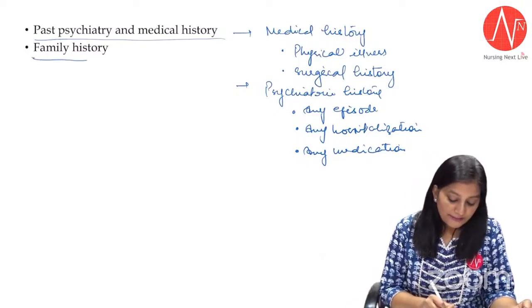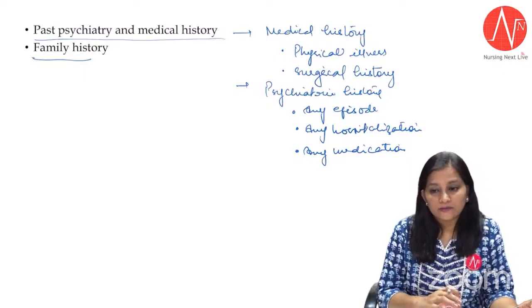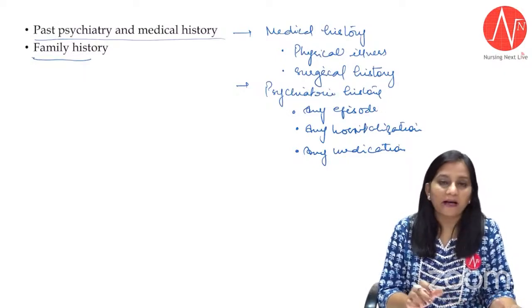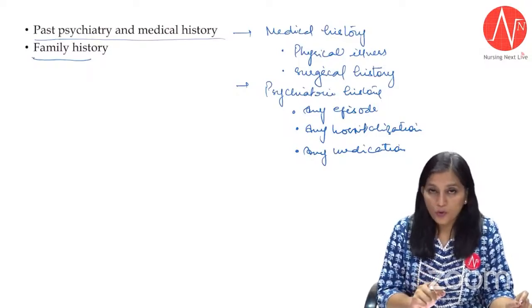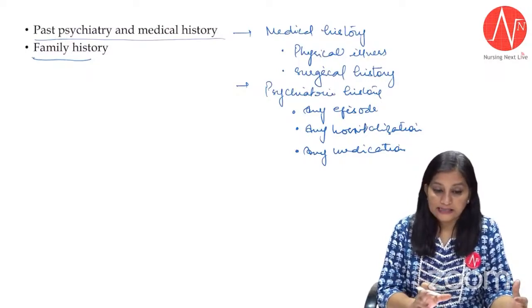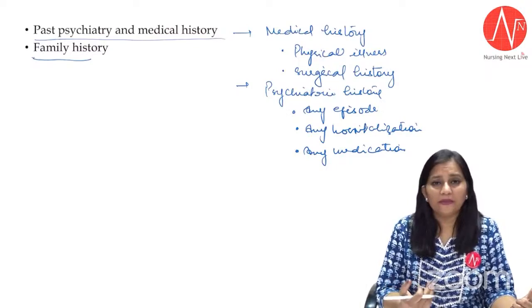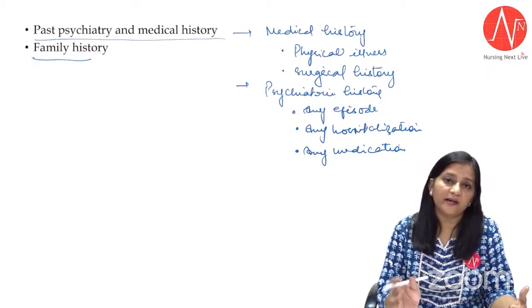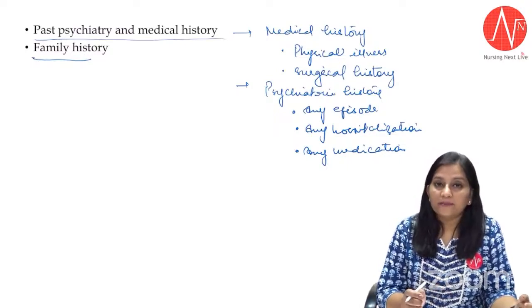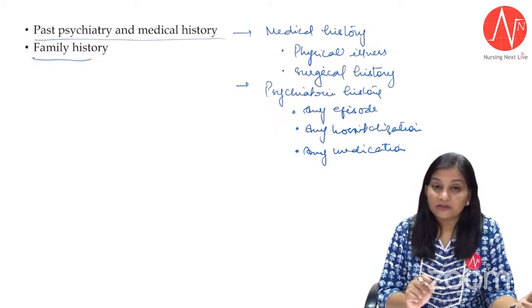And then we talk about family history. In this we try to assess the family dynamics, the relationship between family members, what kind of bond they share, how many members there are, what the patient's position in the family is, how the family members are connected to the patient and how they are affected, and how many earning members there are in the family, whether the patient himself is the only earning member or not.